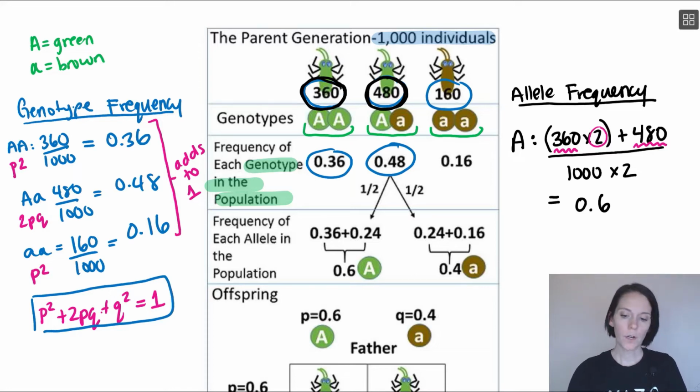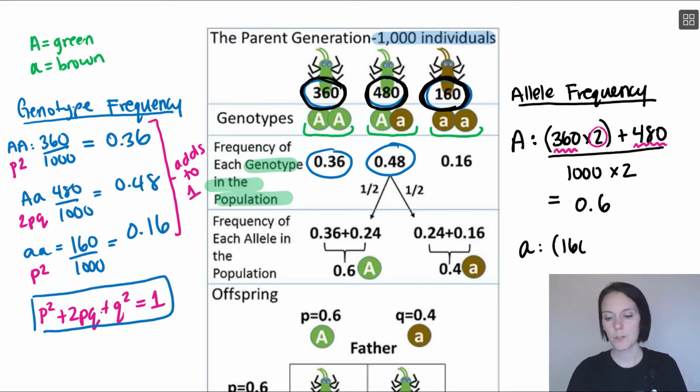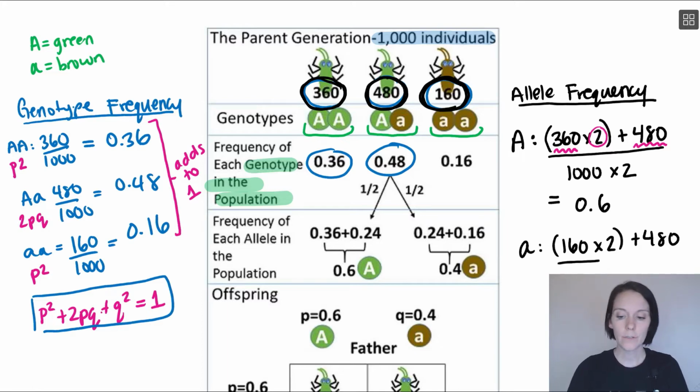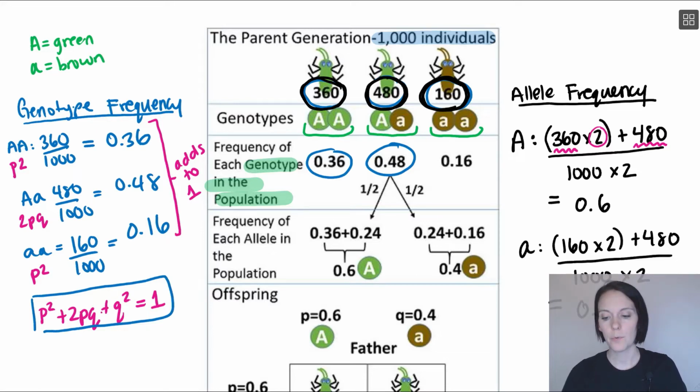So for our little a, let's calculate that. You can see here we have 160 individuals which have the little a genotype. So 160 individuals which each have 2 little a's, plus our 480 individuals which each have 1 little a, divided by our 1,000 individuals which each have 2 alleles, so 2,000 alleles in our population. And that gives us an allele frequency of 0.4.